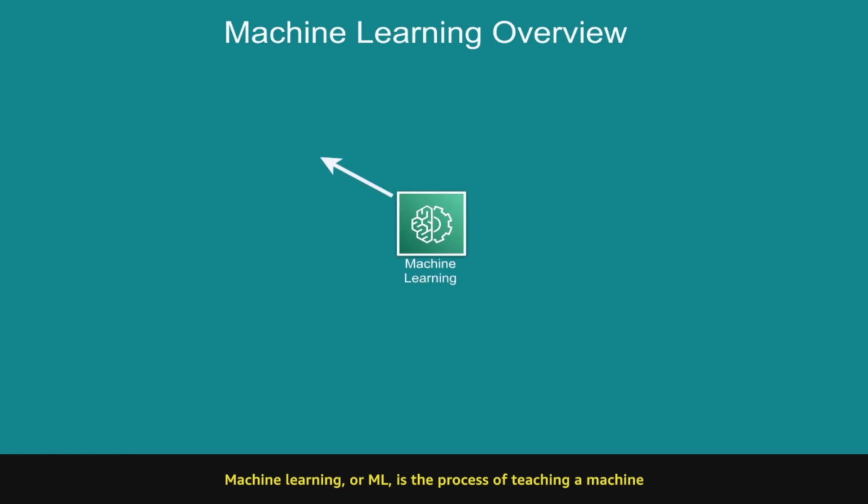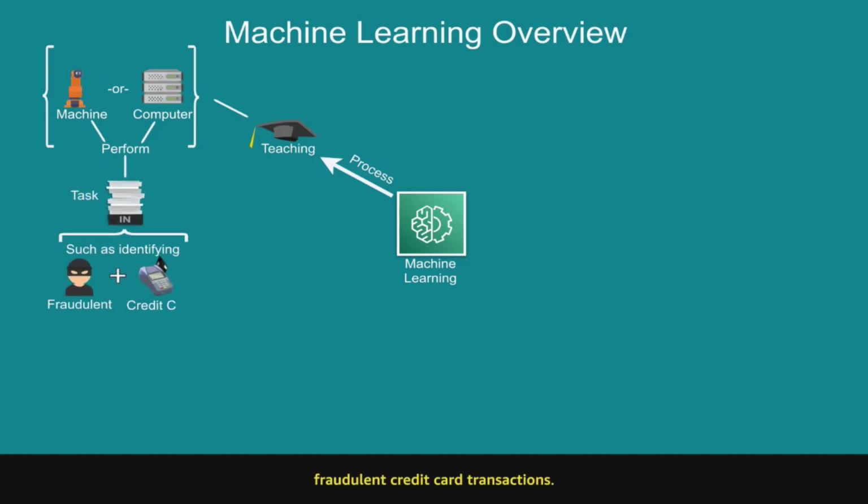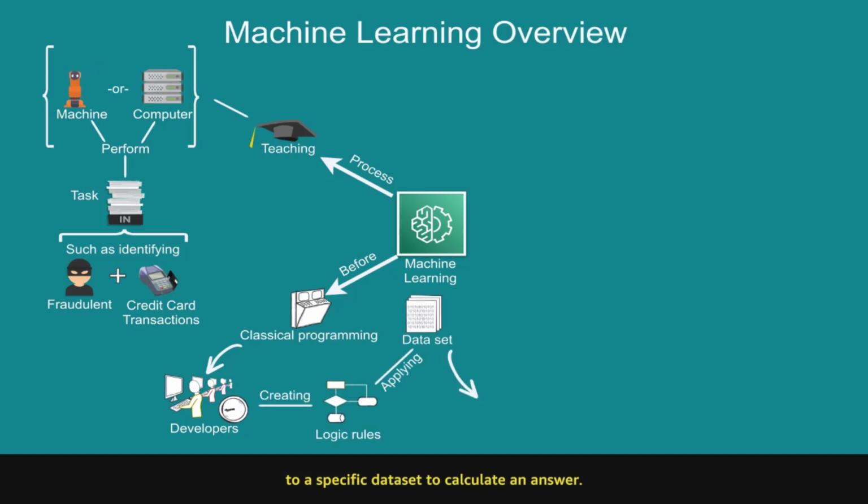Machine learning, or ML, is the process of teaching a machine or a computer how to perform a task such as identifying fraudulent credit card transactions. Before machine learning, using classical programming, developers spent many hours creating logic rules and applying them to a specific dataset to calculate an answer.